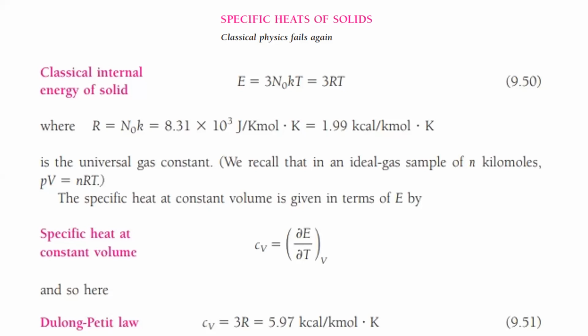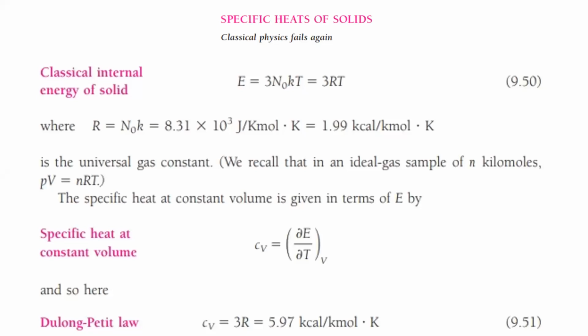So now we know that if you're talking about a solid, whatever the constituent particles are in a solid, what all can they be? They can be atoms, they can be ions, or they can be molecules. Then the internal energy of the solid is nothing else but the total energy of all these particles, whether they are atoms or ions or molecules. Now let us stick to one and understand, because if one is understood, all others are understood also.